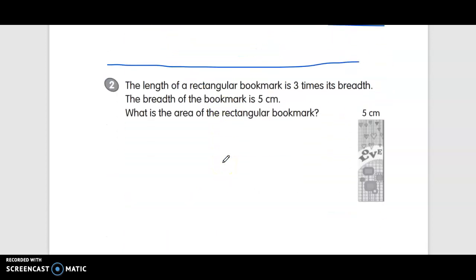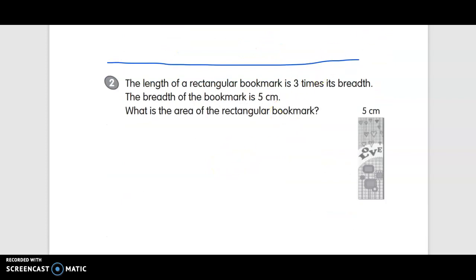Question 2. The length of a rectangular bookmark is 3 times its breadth. So we know that the length is 3 times longer than the breadth. Let's highlight what we know. The breadth is 5 cm. What do we need to find? We need to find the area. Again, we do not know the length in this case, but we can always find out.